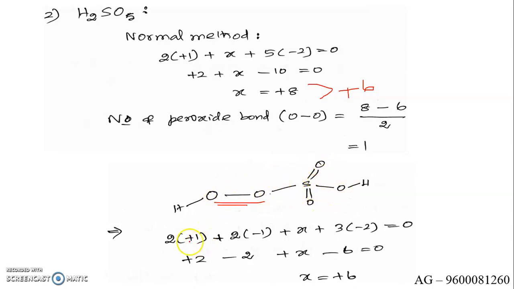So if you calculate now, listen, you have 2 hydrogen, so 2 into plus 1, plus you have 2 peroxide oxygens, 2 into minus 1, since for peroxide oxygen the oxidation state is minus 1, plus for sulfur it is X, plus you have 3 normal oxygen, 3 into minus 2, equal to 0. If you simplify this, you will get the answer as plus 6. So in H2SO5, the oxidation state of sulfur is plus 6 only.